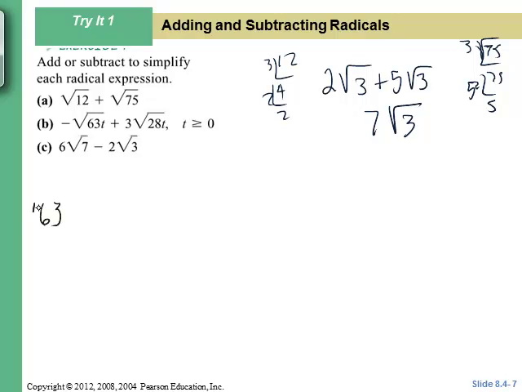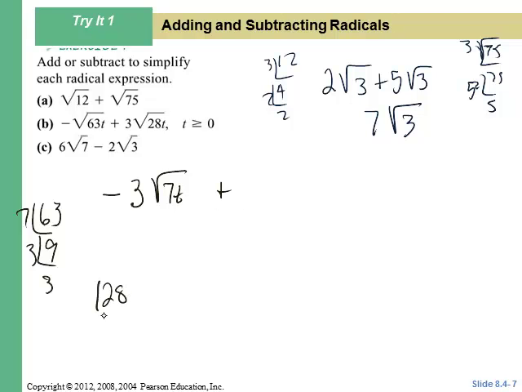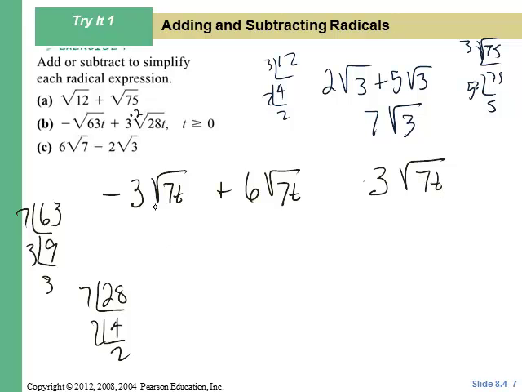63 divided by 7 is 9, which is 3 root 3. So negative 3 root of 7t plus, and now let's take 28 divided by 7 is 4, which is 2 times 2. So there's already a 3 out front, times 2 makes 6 roots of 7t. Negative 3 plus 6 is positive 3 roots of 7t. For the last one, you can't simplify because there's nothing that they have in common.